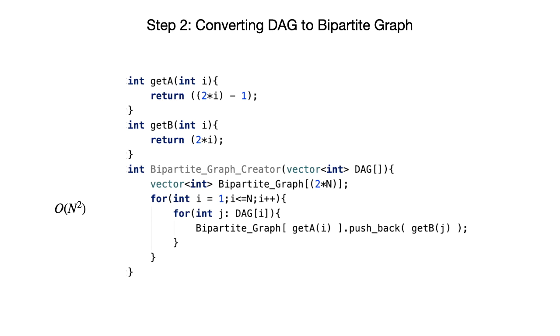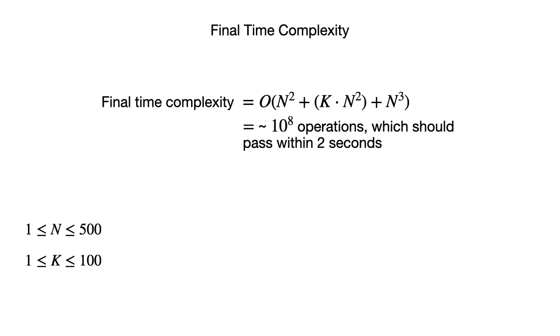Now let's analyze the final time complexity. The final time complexity is order of n squared plus k n squared plus n cubed, and the n cubed is from the maximum bipartite matching algorithm, which I have not shown since it's a standardly available algorithm on GeeksforGeeks. So this sums up to an approximation of 10 to the power 8 operations, which should pass within 2 seconds as long as the code is well written.